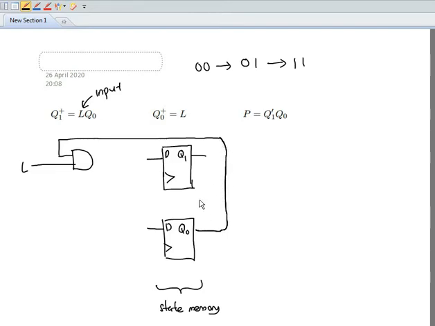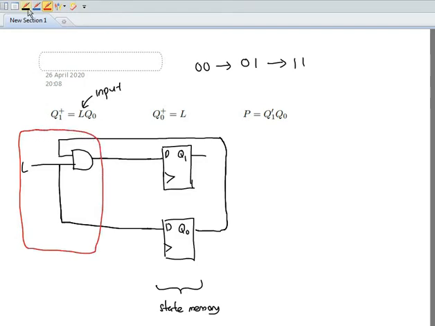Now what about your Q0+? Q0+ is equal to L, so connect it like that. This part here is your next state logic, because it determines the next state. It determines what your D flip-flop is going to change into.